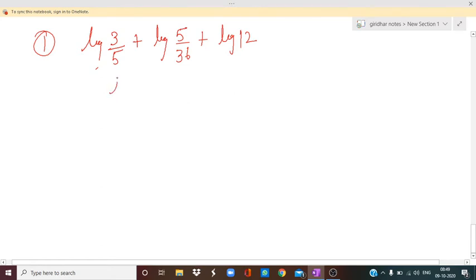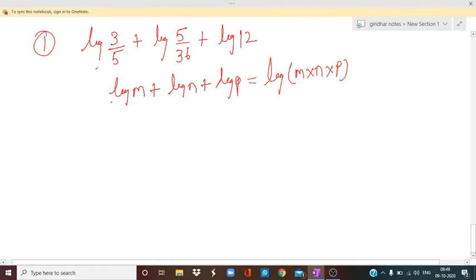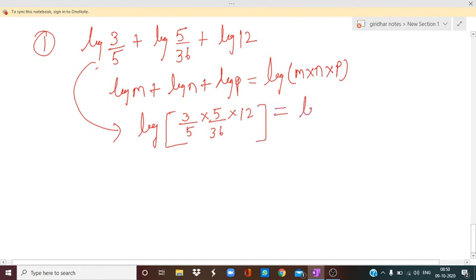So this came in a formula: log m plus log n plus log p, and all of you know what will happen, log of m into n into p. This is the formula. So now from here what we can write: log of, because base is not given, no need to write base, directly we use m into n into p, 3 by 5 into 5 by 36 into 12. So this is left with log 1, all get cancelled, and log 1 is 0.